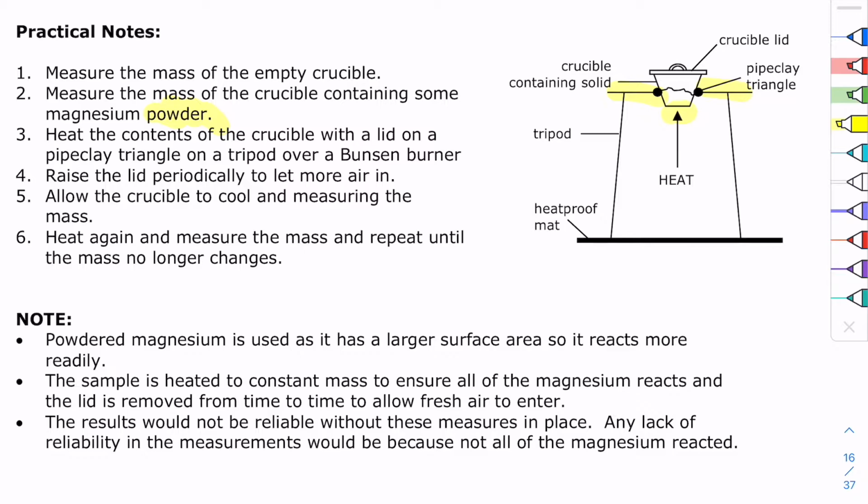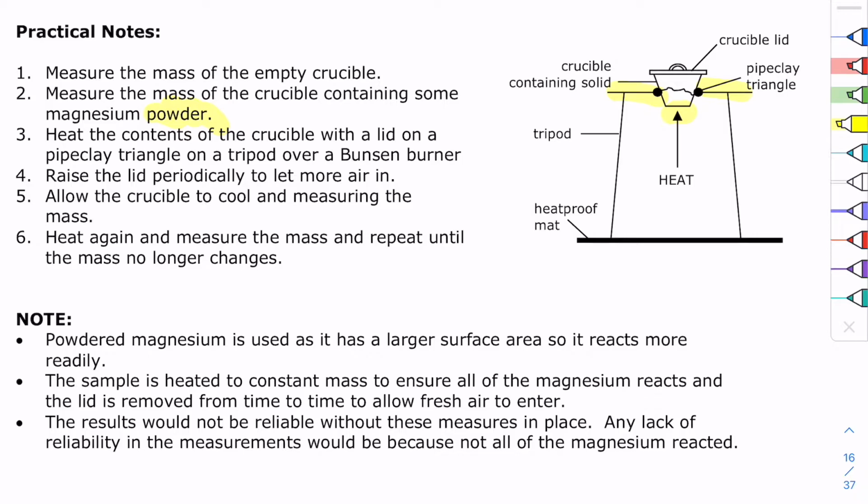These crucibles have a really small base. I'll show you it in class when we get back. If you were to put that on a gauze, it would tip over and be really dangerous. So we put it in this pipe clay triangle and it fits right in there. You're then raising the lid periodically, so every so often raise the lid, let more air in. You then allow it to cool and you measure the mass, and you keep repeating that until the mass stays the same.